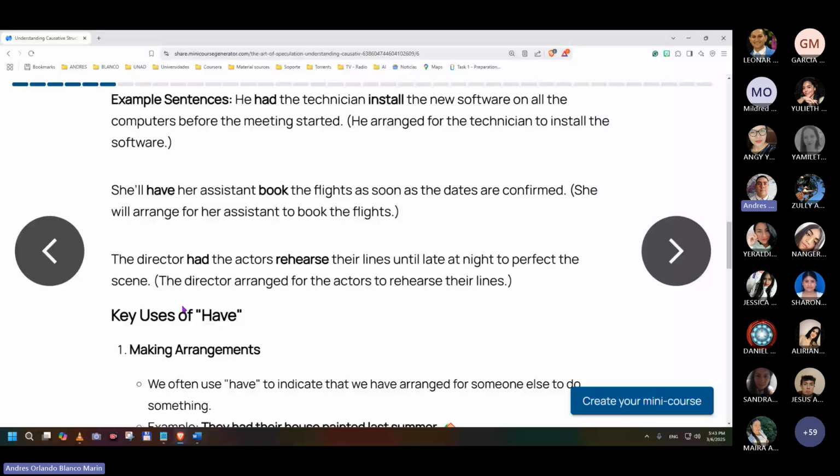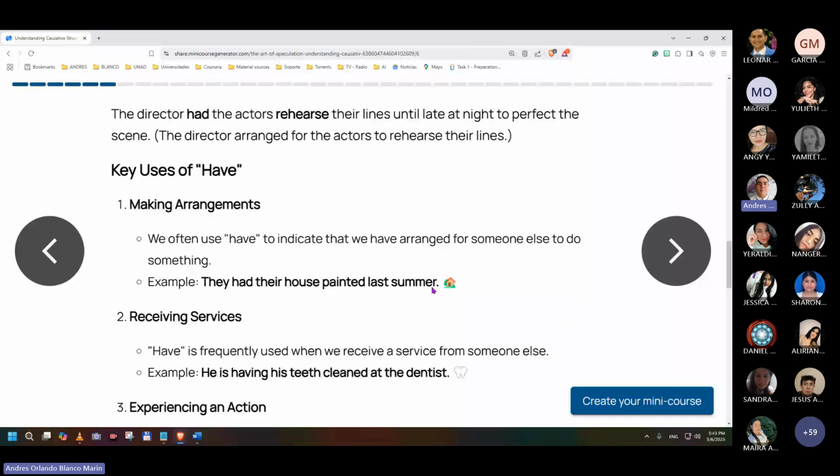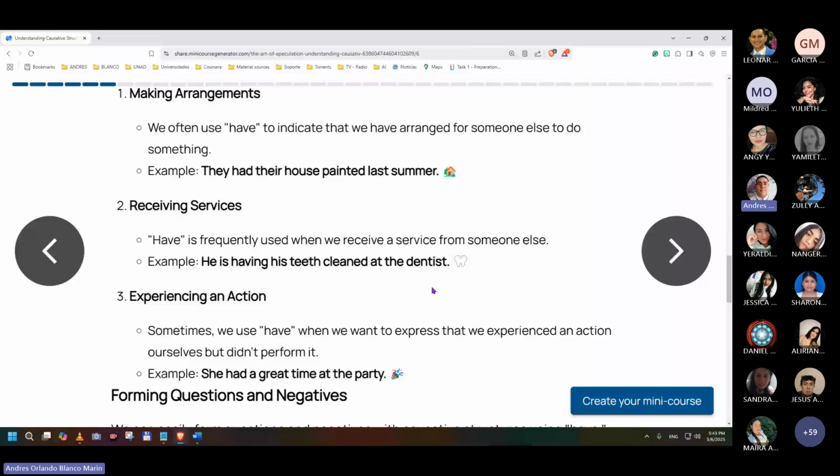The director had the actors rehearse their lines until late at night to perfect the scene. The director arranged for the actors to rehearse their lines. So what uses does have? Making arrangements, receiving services, and experiencing an action. Making arrangements. We often use have to indicate that we have arranged for someone else to do something.